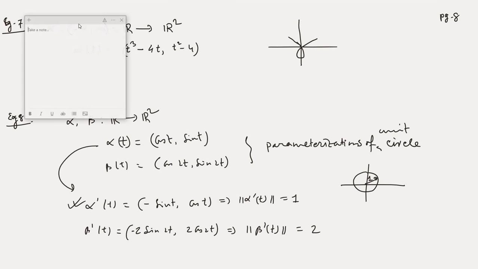Okay, and next example, example 9, page 9. Alpha of t is equal to (a e to the power bt cos t, a e to the power bt sin t). This is called the logarithmic spiral.